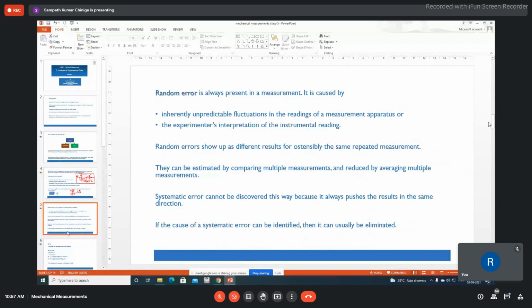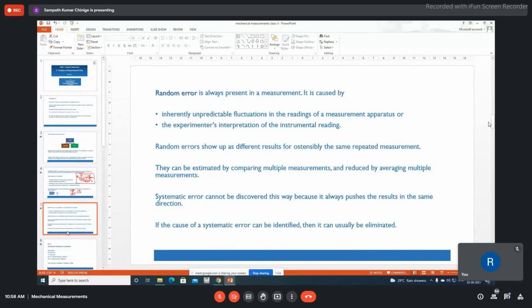Now, how do we estimate random errors? With random methods, you never know how they will come. They will be present at some time and will not give absolutely true values. They keep on varying. Sometimes the value will be higher than the actual input, sometimes lower. So you never know. There will be a fluctuation in the reading. They are inherently unpredictable fluctuations.